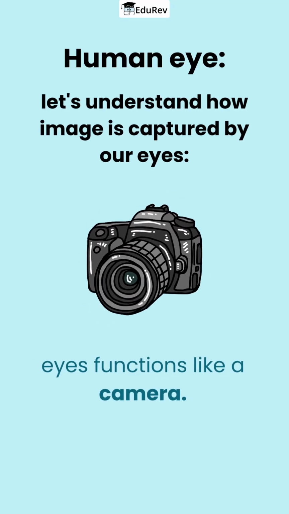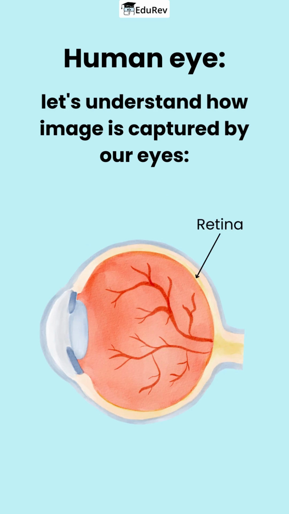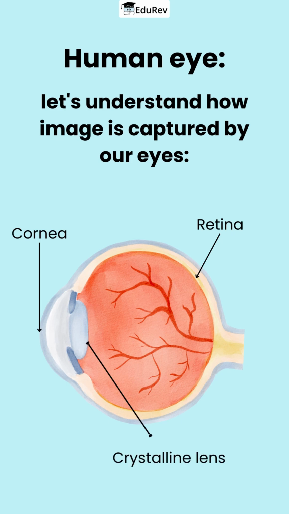Eyes function like a camera, with a lens system that forms images on the retina. Light enters through the cornea, a transparent bulge on the front of the eye, and the eye's primary refraction occurs at the cornea. The crystalline lens provides fine-tuning for focusing objects at different distances.